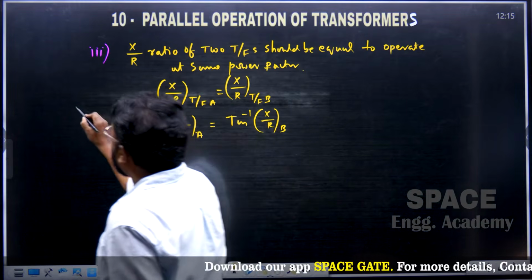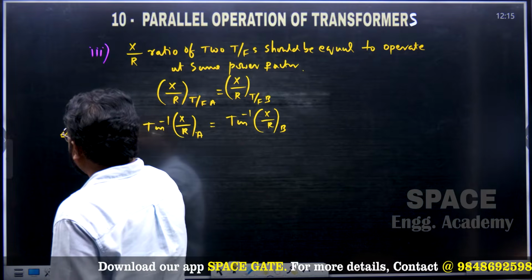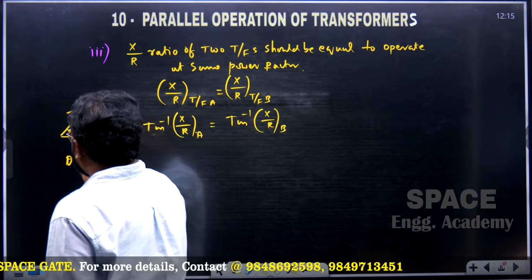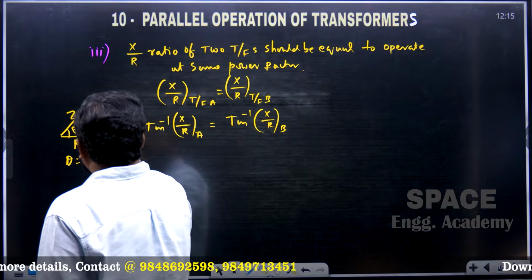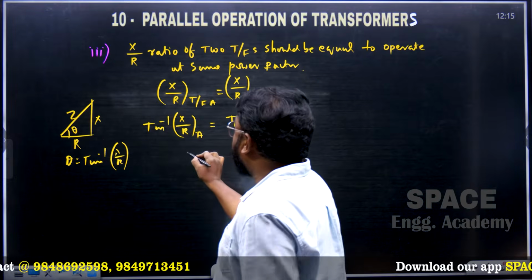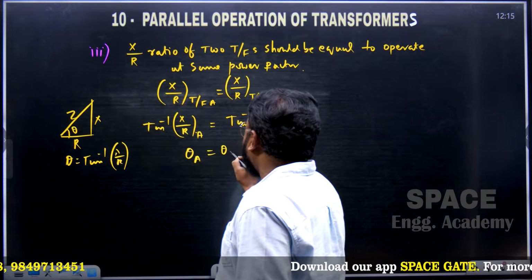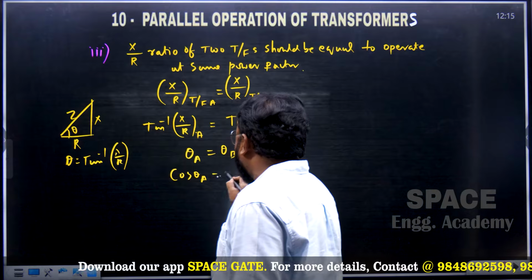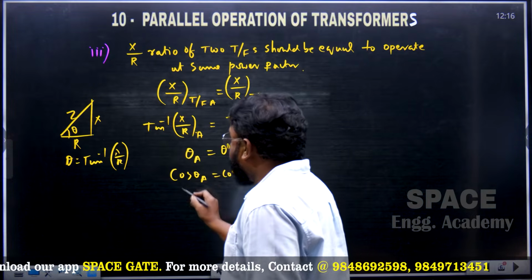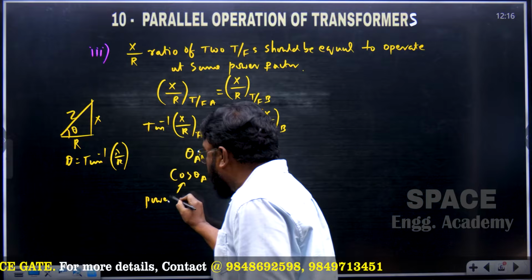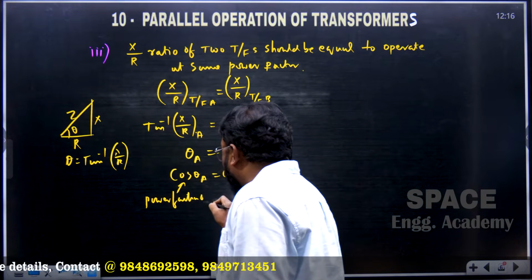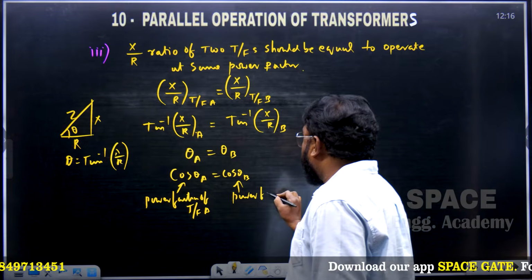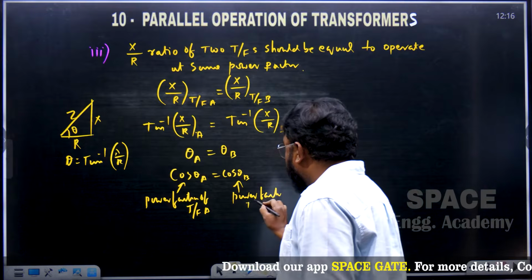And tan inverse means, suppose this is an angle theta, and these are R, X and Z. So theta is equal to tan inverse of X by R. So theta A is equal to theta B, and if theta A is equal to theta B, then cos of theta A is equal to cos of theta B. This is nothing but the power factor of transformer A is equal to the power factor of transformer B.